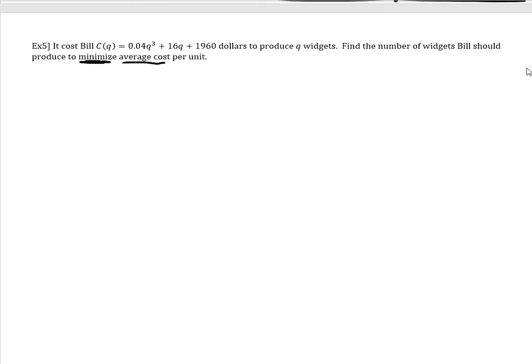Okay, so we need to minimize average cost. So our average cost function is usually written as C with that bar over it. And so to minimize average cost, what we need to do is find the derivative of our average cost and set it equal to 0. Okay, so that's what we need. And I used X, so I guess they used Q here, so I'm just going to change that to Q. There we go. Okay, so that's our average cost function.